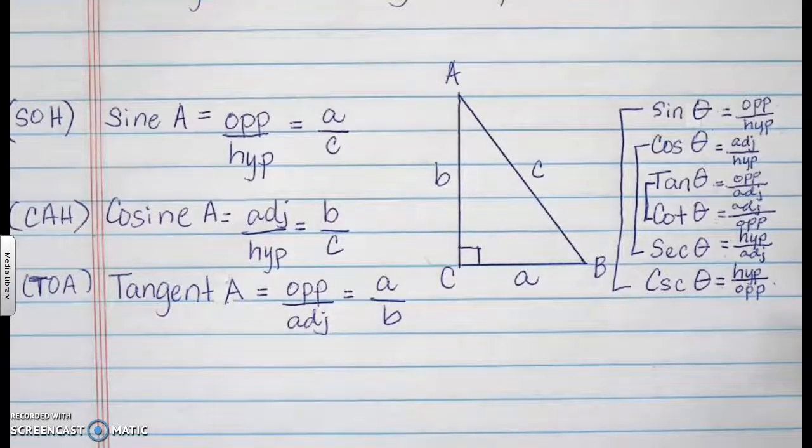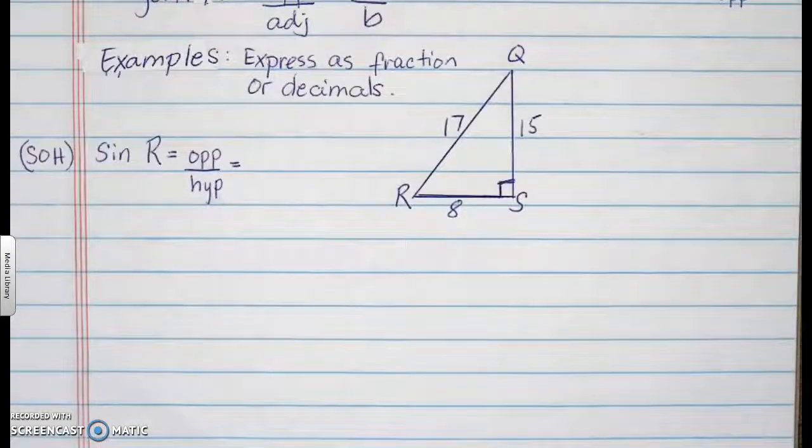Once again, we are not going to use these three. We're going to use only sine, cosine, and tangent for the purposes of our discussion. Okay, let's have some examples. This example is wanting you to express as a fraction or decimals the following.